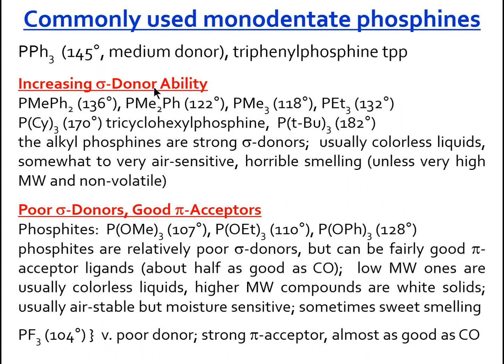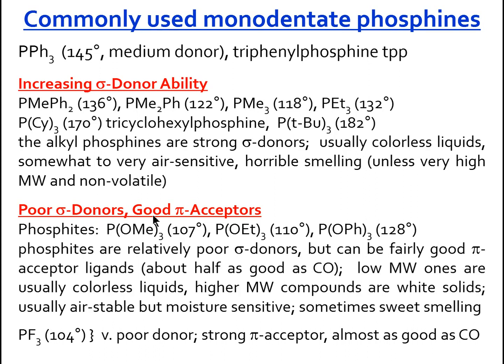Here we have the common phosphine ligands. Triphenylphosphine is of medium donation. The best sigma donor phosphines are P-methyl-phenyl-2 and P-methyl-2-phenyl. P-tertiary-butyl-3 is a good sigma donor, but pay attention, it is a bulky group. So the alkyl phosphines in general are strong donors.